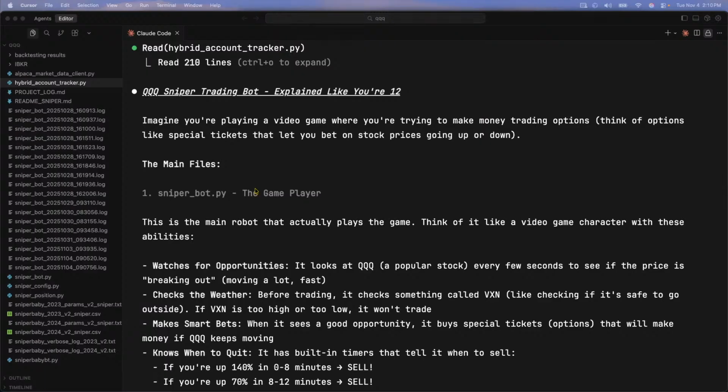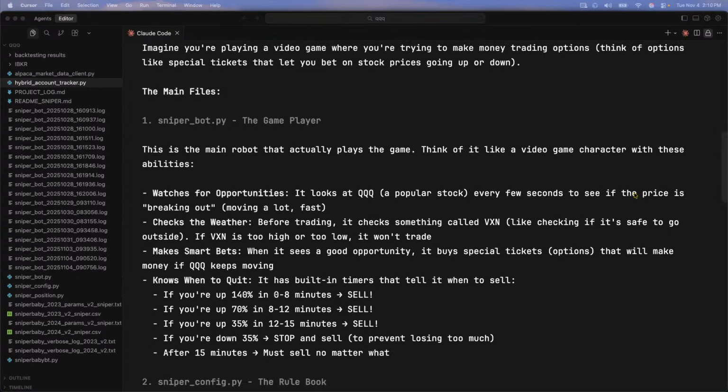All right, imagine you're playing a video game where you are trying to make money trading options. Think of options like a special ticket that lets you bet on the stock price going up or down. The sniper bot is the main robot that actually plays the game. Think of the video game characters with these abilities. It watches for opportunities. It looks at QQQ, a popular stock, every few seconds to see if the price has broken out, moving a lot fast.